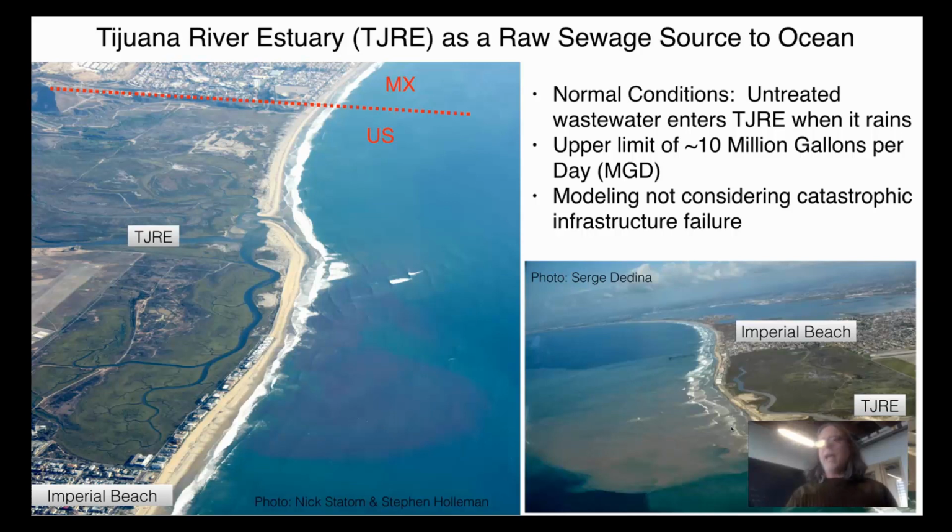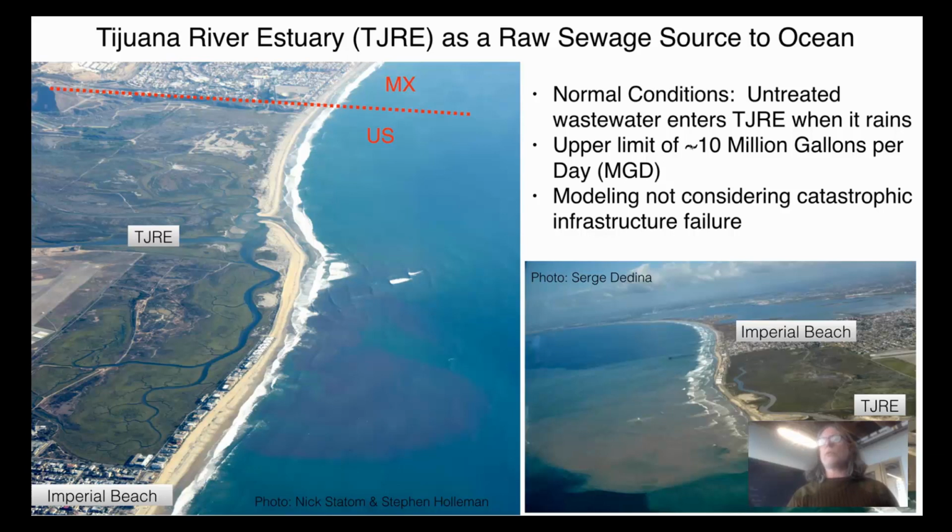Now, that's not happening nearly as much now as it was in the past. But that's the situation under normal conditions. When it rains, by treaty, the Mexican authorities can turn off the pumping system because they're afraid their pumps are going to get contaminated with trash, and then the river starts flowing, and what happens there is that it's both rain runoff but also raw sewage.